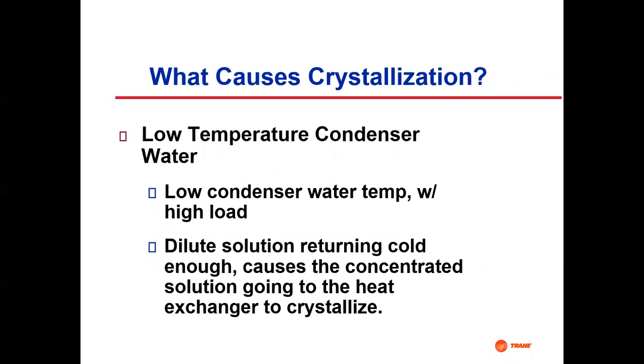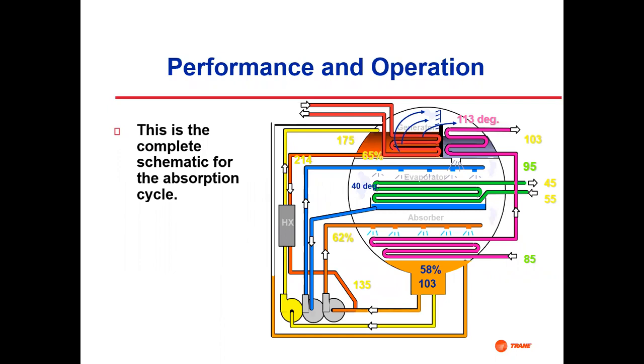Low condenser water temperature. If the condenser water temperature is too low, we're going to make this solution too cold, and then the heat exchanger is going to pull this down too low, and bingo, crystallization. We can't let this go too low in the wintertime, or it will crystallize.